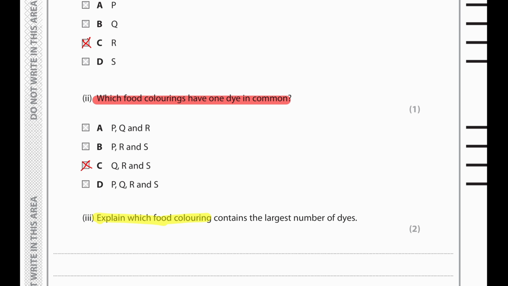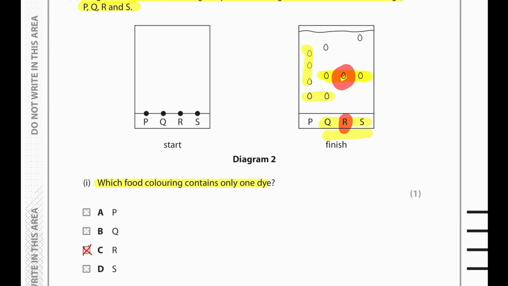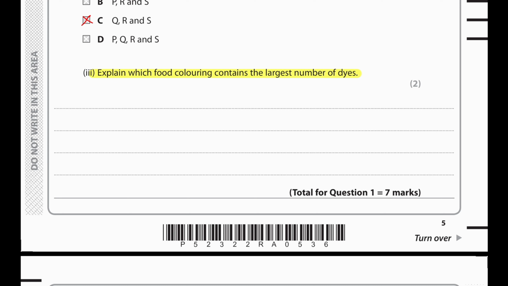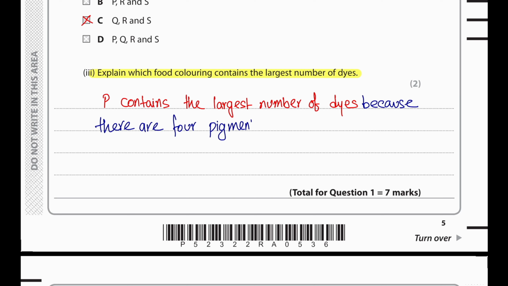Then explain which food coloring contains the largest number of dyes. We can see P has the largest number of dyes because there are 4 spots present. So we will write down the explanation in this way. The answer will be P has the largest number of dyes. That's the first point. And then the second point we're going to write: because there are 4 spots in the chromatogram, it means there are 4 pigments.